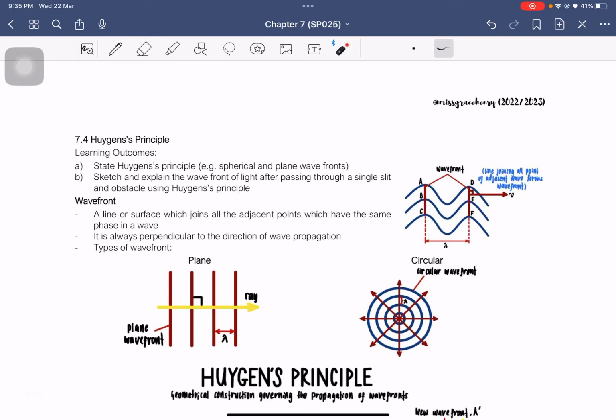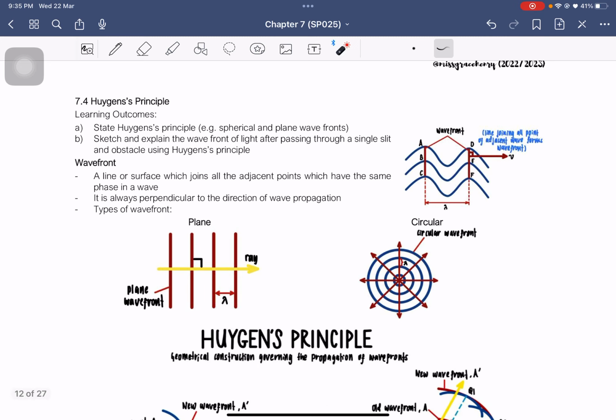Subtopic number 4, which is on Huygens principle. In this subtopic, you have to be able to state the Huygens principle, mainly focusing on the spherical and plane wavefronts, and sketch and explain the wavefront of light after passing through a single slit and obstacle using the Huygens principle. So what is a wavefront?